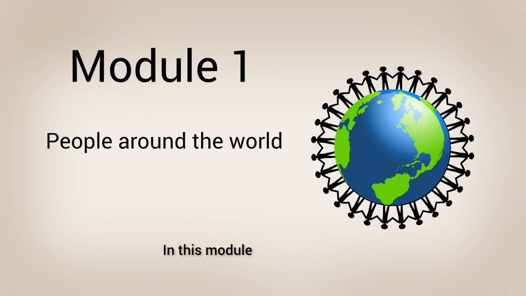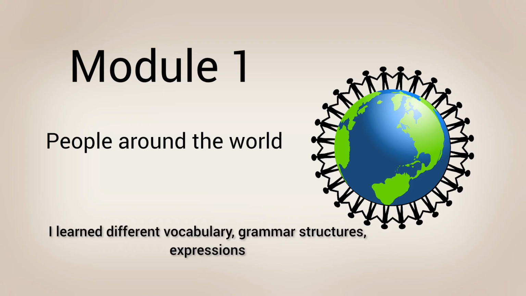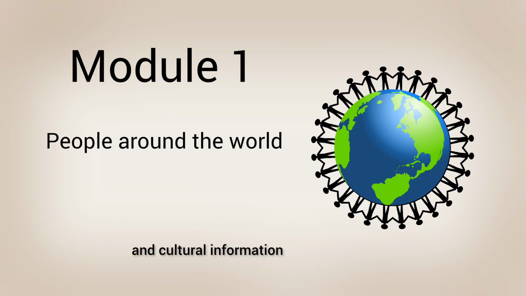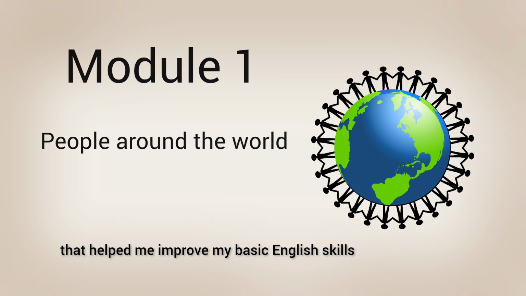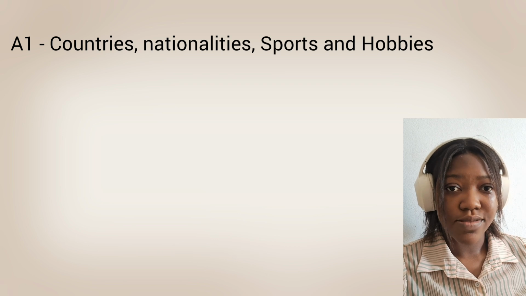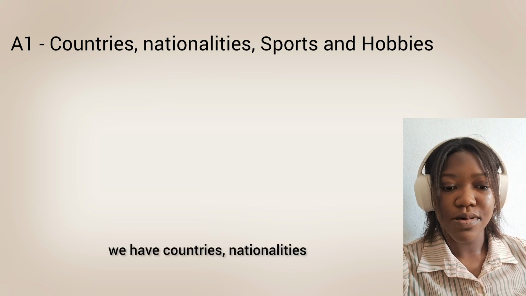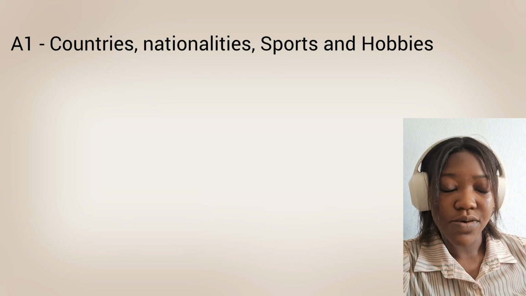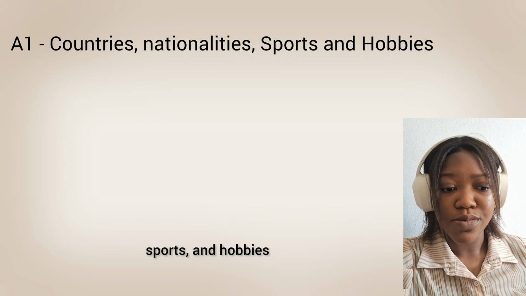In this module, I learned different vocabulary, grammar structures, expressions, and cultural information that help me improve my basic English skills. In section A1, we have countries, nationalities, sports, and hobbies.